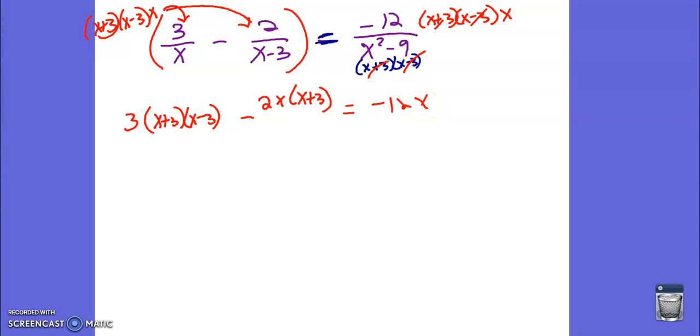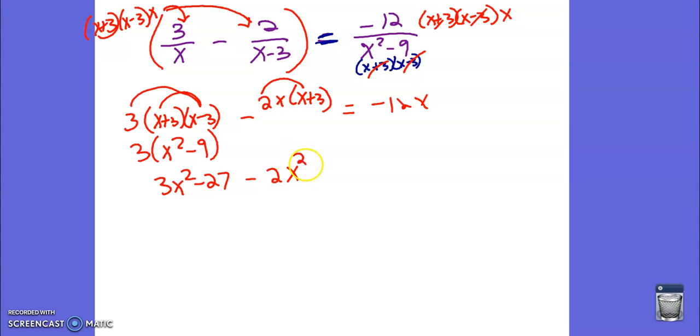All right, so we're going to use the distributive property here, multiply those two together, and multiply it by 3. So here you have x squared minus 9, but we're going to multiply it by 3. So that's going to give us 3x squared minus 27. And here we're distributing a negative 2x. So negative 2x squared minus 6x equals negative 12x. And then, of course, we're going to set it equal to 0 by combining like terms. So we're going to end up with x squared plus 6x minus 27.